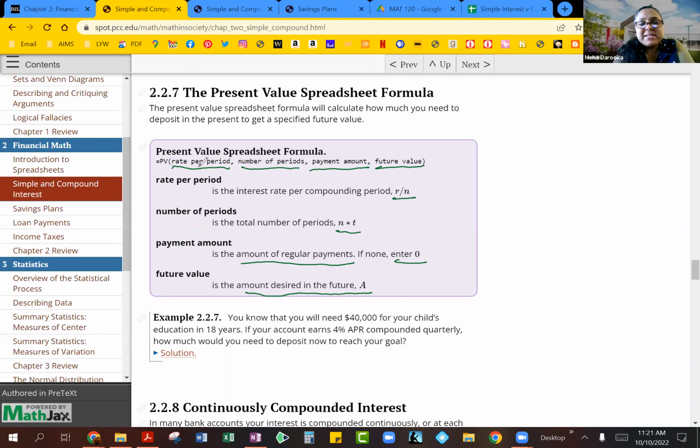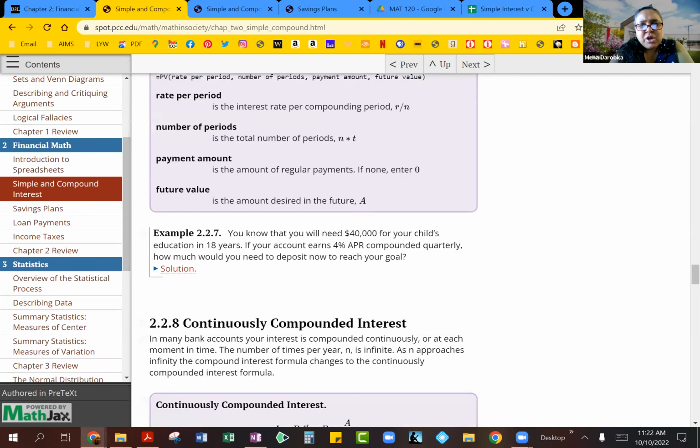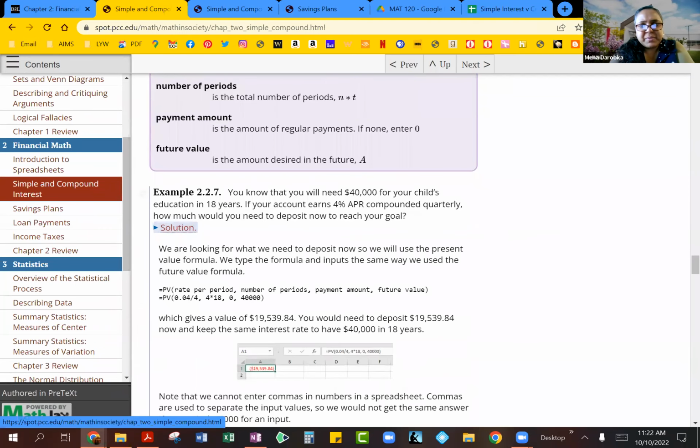As you will notice, this is very, very similar to our future value formula. The first 3 arguments are the same. When this is the future value formula, you put your principal here. Now that you are finding the present value, we put the future value as the last argument. So they literally just switch places in both formulas. So let's take a look at an example here.